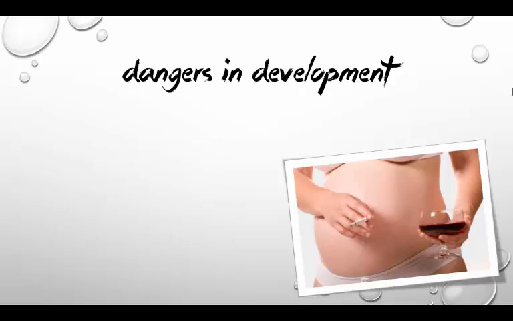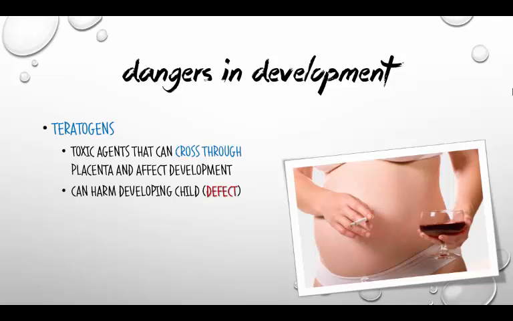Now, I mentioned the placenta being that filter from some harmful substances, but unfortunately, quite a few can and do get by. And those things that can affect that child's development we call teratogens. That's any toxic agent that can cross through the placenta and possibly do some sort of harm.